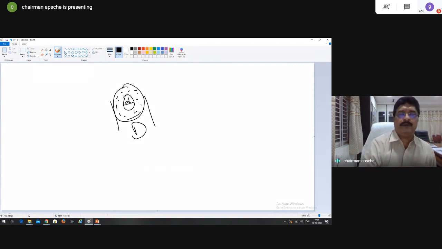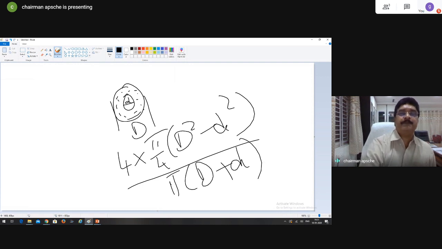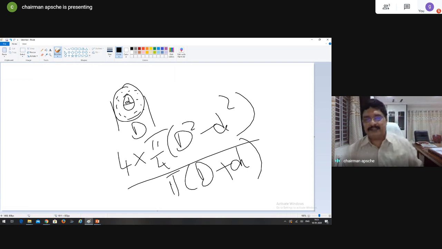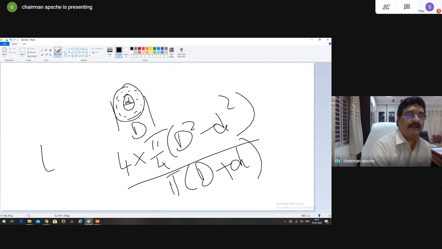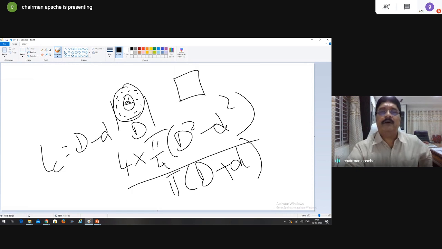Again, you can apply the same old equation. It is 4 into the area of cross section of the annular space, which is pi by 4 into (D square minus small d square), divided by the perimeter pi into (D plus d), because the fluid wets this perimeter as well as this perimeter. That's why we call it wetted perimeter, and therefore when you calculate LC, it is capital D minus small d.